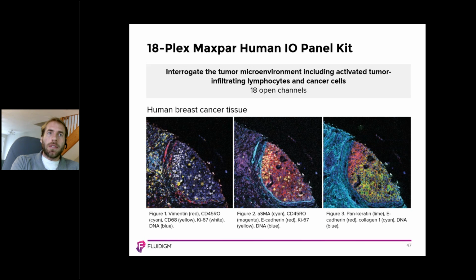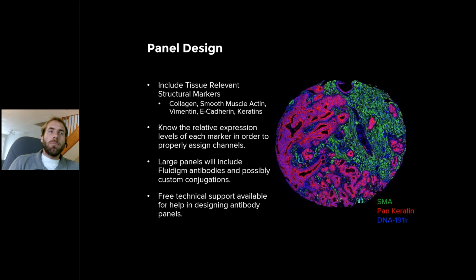Here you can see them in action, right? This is looking at human breast cancer tissue, and you can see different populations of cells being lit up quite nicely by all of these markers. But it's important when it comes to panel design that you include some tissue-relevant structural markers because it's very useful for segmenting your tissue. In this case, you can see where the tumor is versus the stroma. Maybe you're interested in blood vessels.